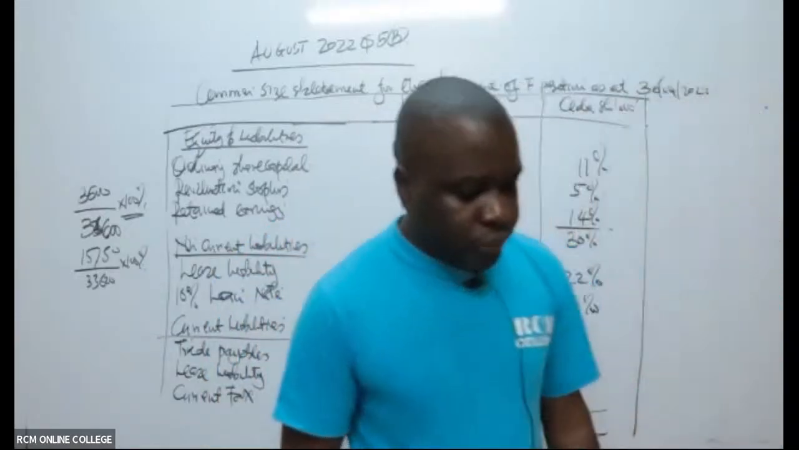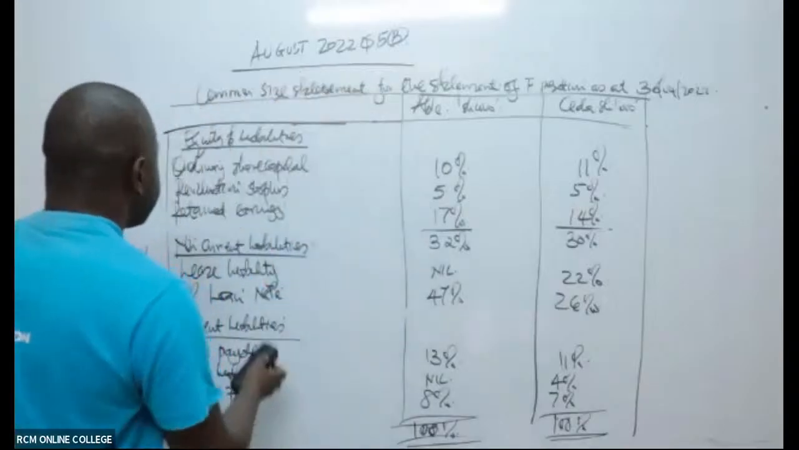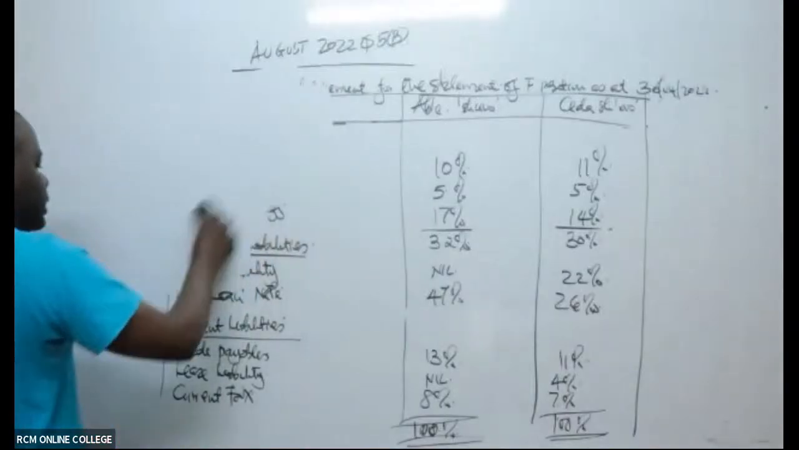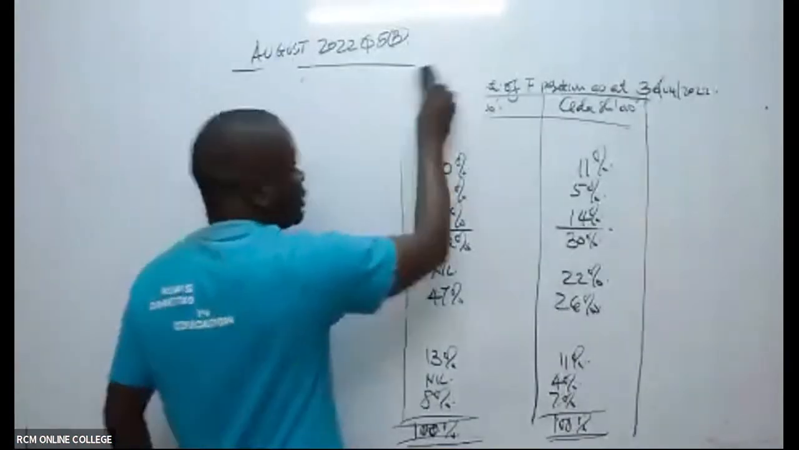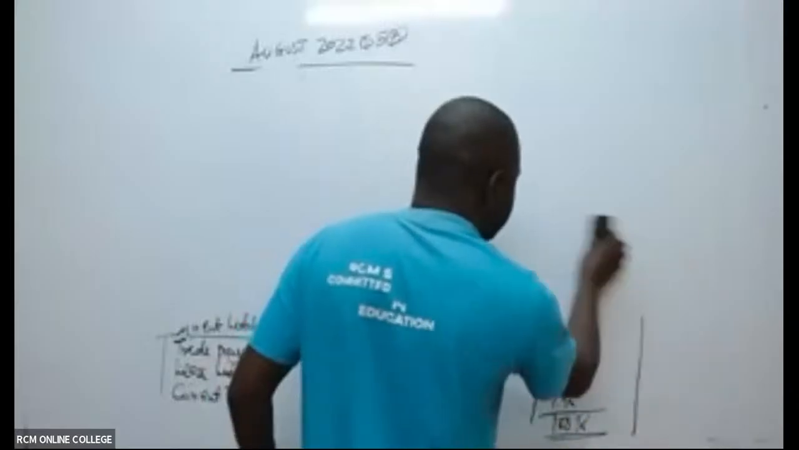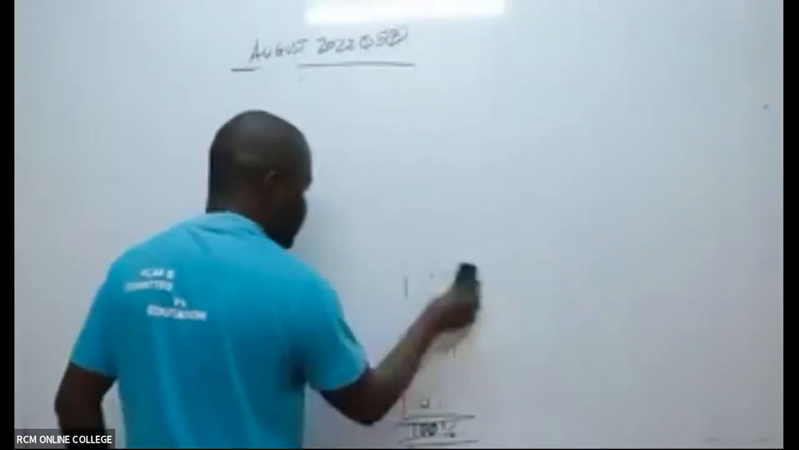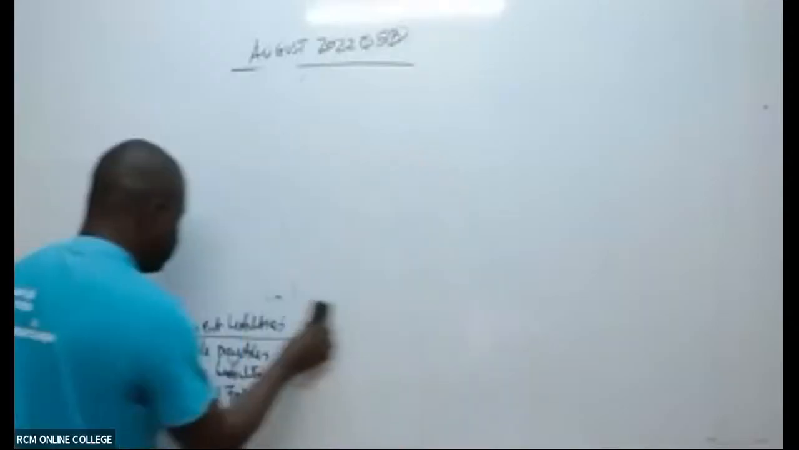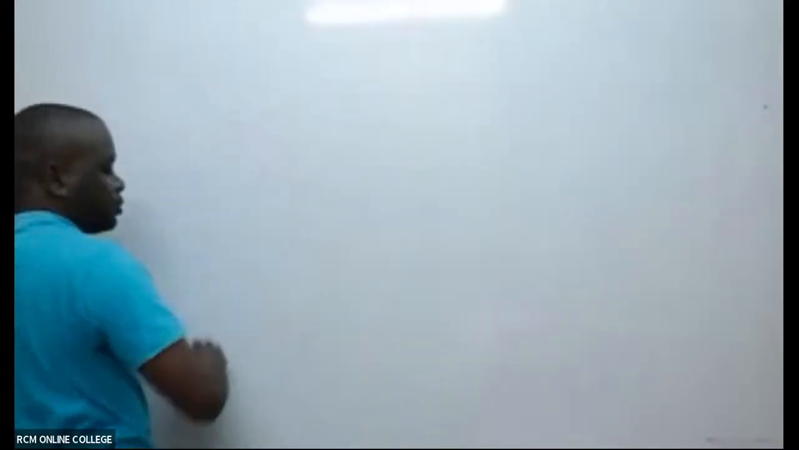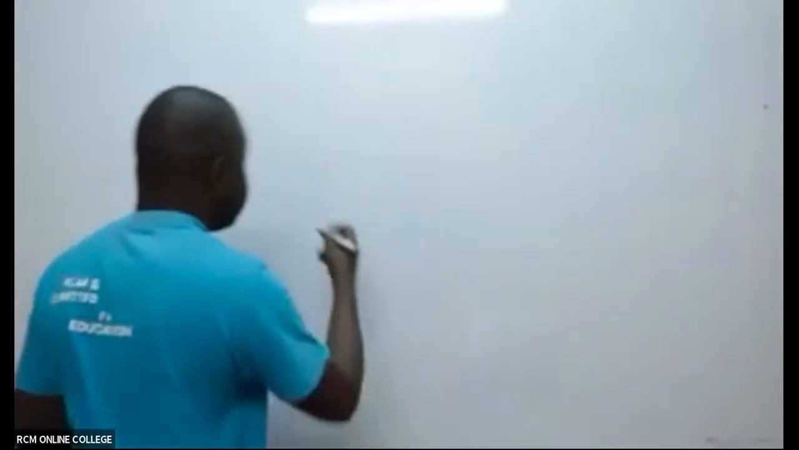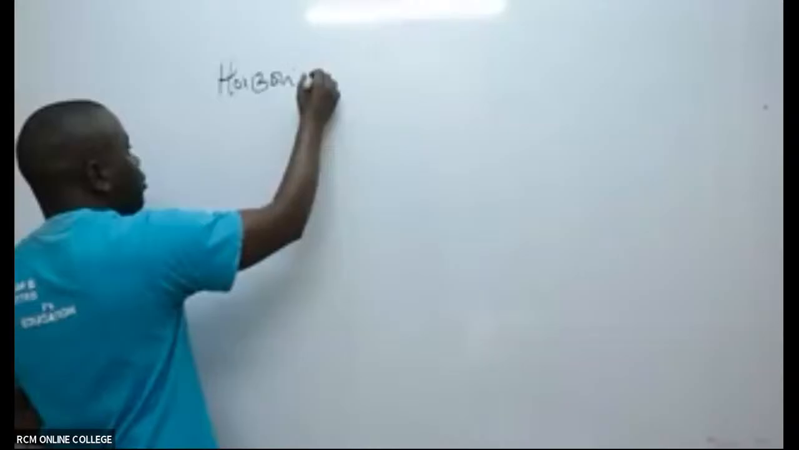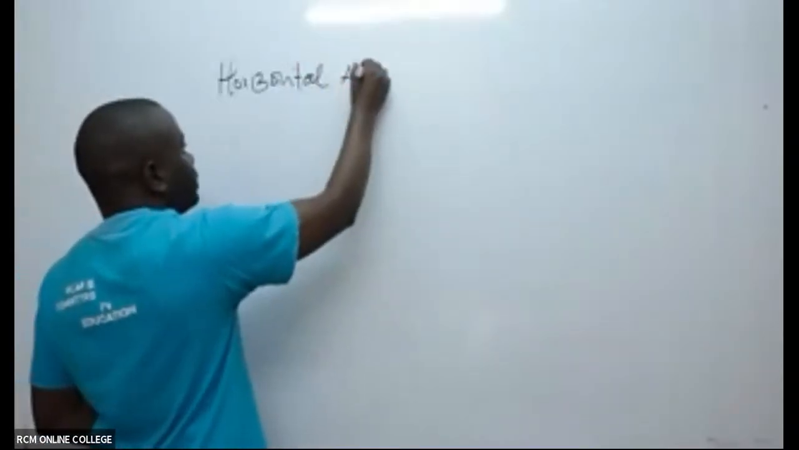So I want us now to look at what we call horizontal analysis. You can wind up this analysis by looking at horizontal analysis. We had vertical analysis, but now we look at horizontal analysis under common size statements. How do you do horizontal analysis?